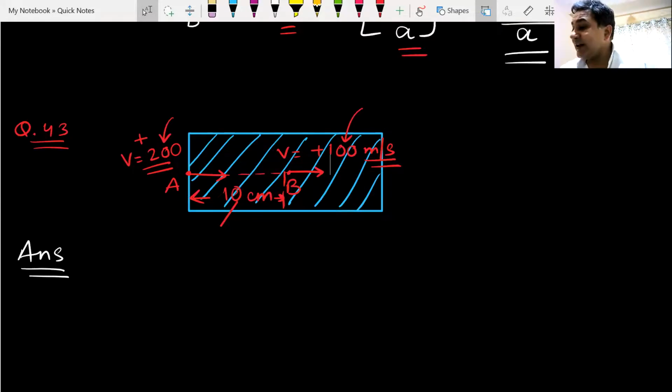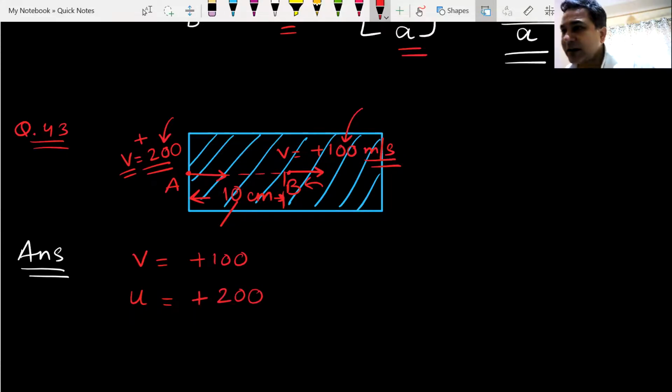Great. So the hint is very simple. Velocity is given. Final velocity V, this is not final velocity. Final velocity is at point B. It is given as plus 100. I will not write the unit. Initial velocity U is the velocity at point A. It is given as plus 200.